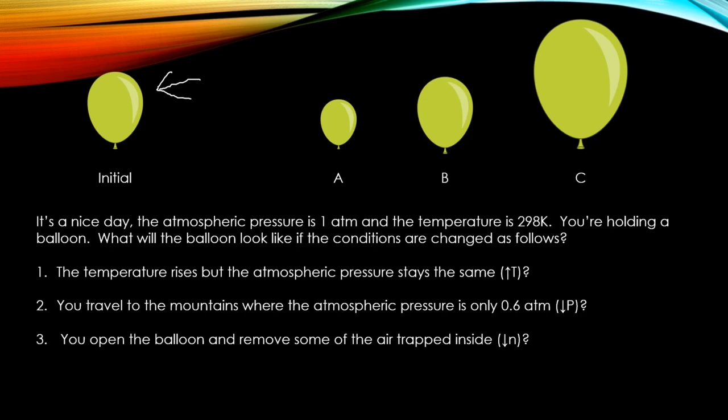All right. Third set of conditions. You start out with your initial, and you open up the balloon and remove some of the air trapped inside. So in other words, you're lowering the amount of gas inside the balloon. Well, you guys should know this since like kindergarten, but in terms of chemistry, that means we are removing moles, and moles and volume are directly proportional. How do I know that?